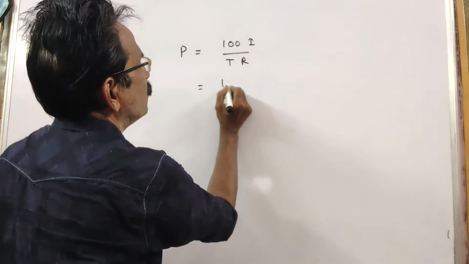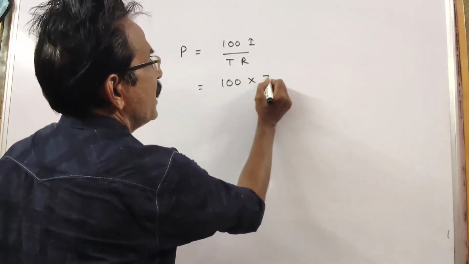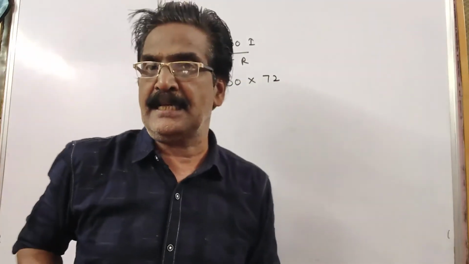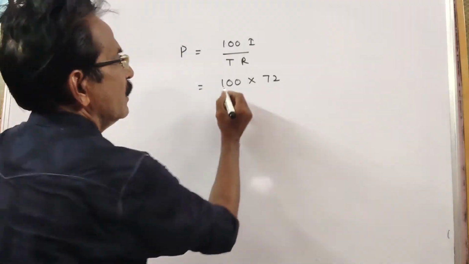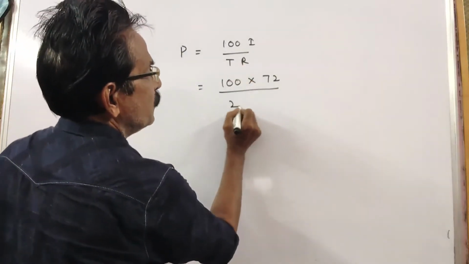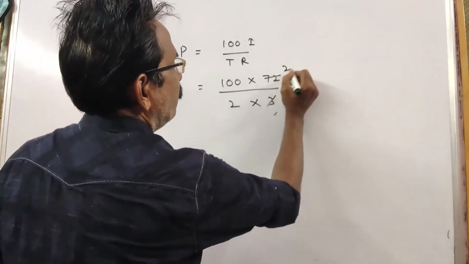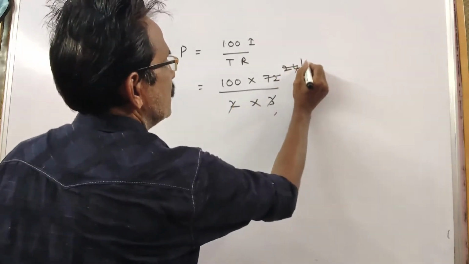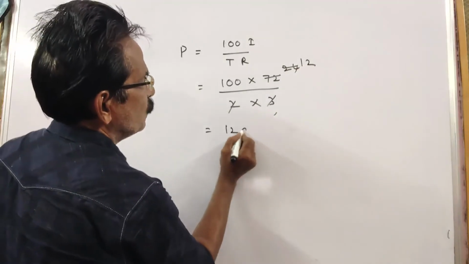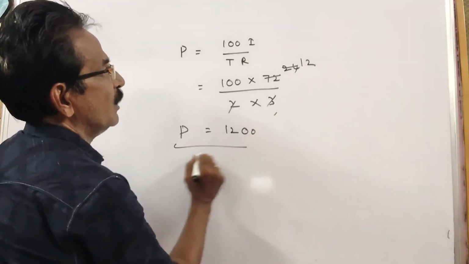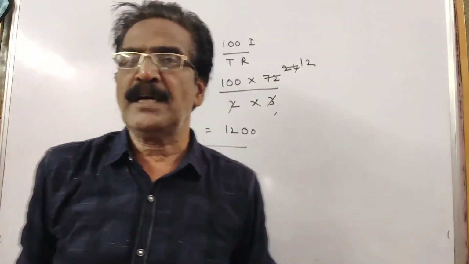See, P is equal to 100 into I. How much interest you are getting? 72 rupees more. T is 2 years and R is 3%. So 3 24s, 2 12s. So P is equal to 1200. P is equal to 1200. So that is your answer friends.